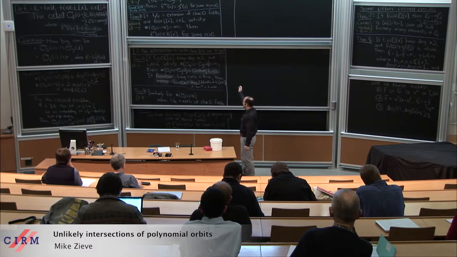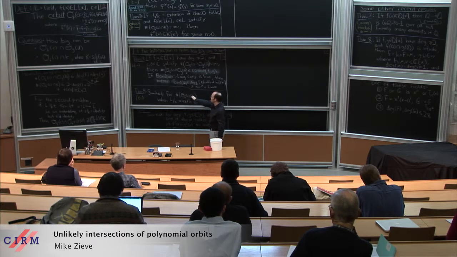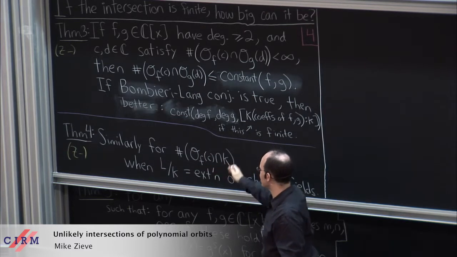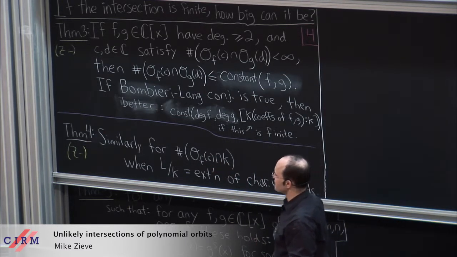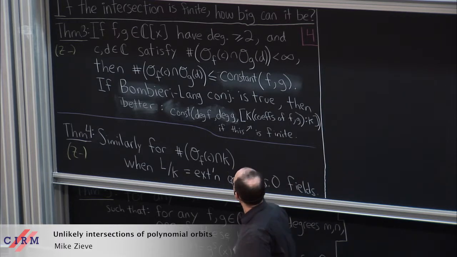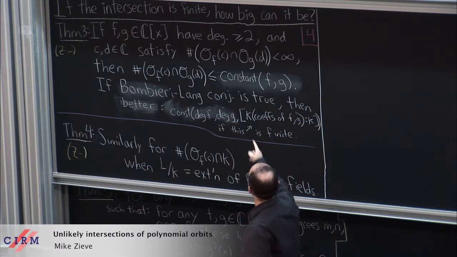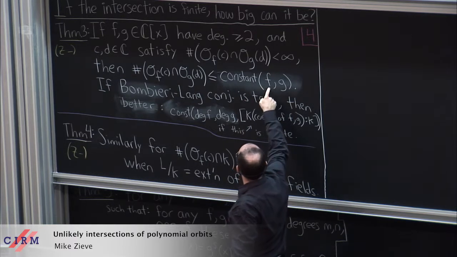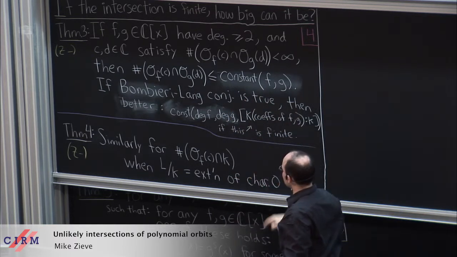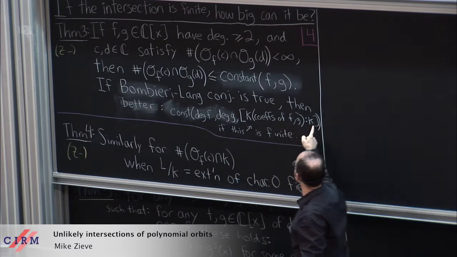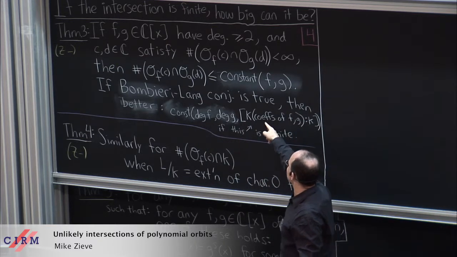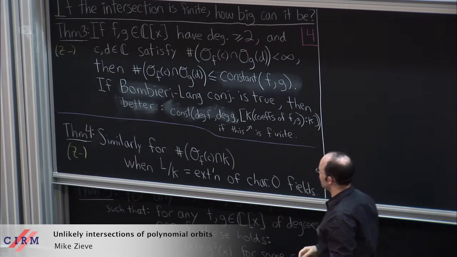And so theorem 4 is that there are exactly similar results for the size of the intersection of an orbit with a subfield when you have a field extension of characteristic zero fields. So it's bounded by just a constant depending on f. And if Bombieri-Lang holds, then the constant only depends on the degree of f and the degree of the extension gotten by adjoining the coefficients of f to k.